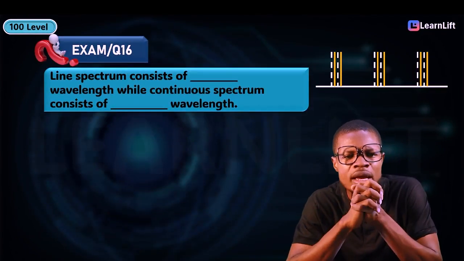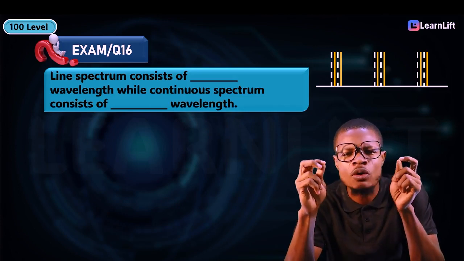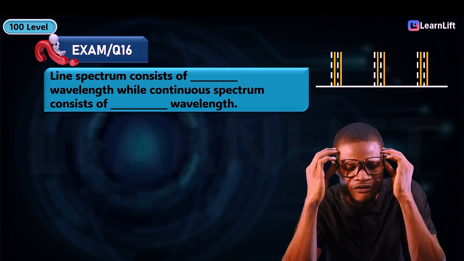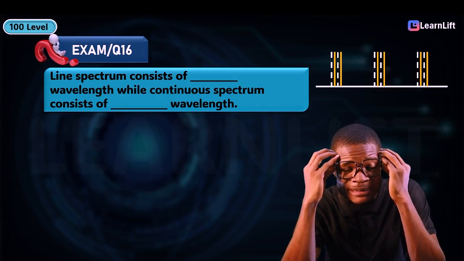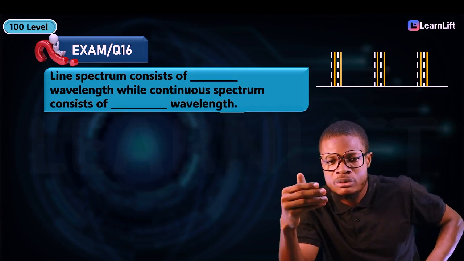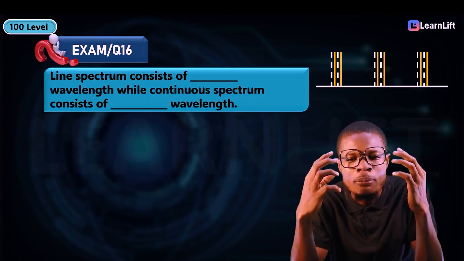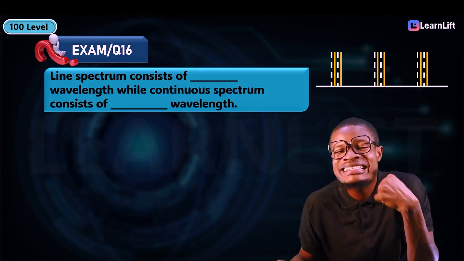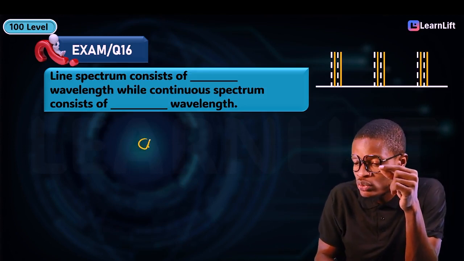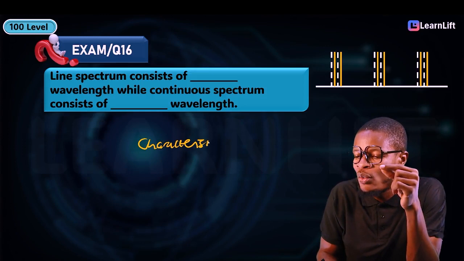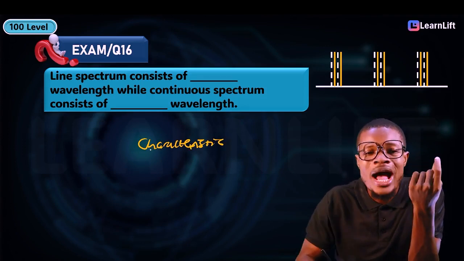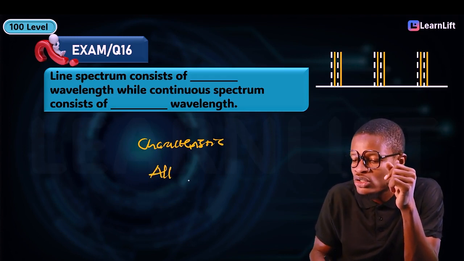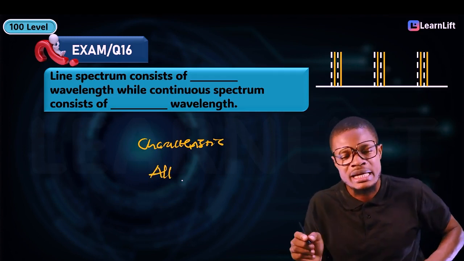In question 16, line spectrum consists of dash wavelength, while continuous spectrum consists of dash wavelength. Very simple and direct. Continuous spectrum is different. Line spectrum is atomic spectrum or discontinuous spectrum, right? It consists of characteristic wavelengths. Line spectrum has characteristic wavelengths. Don't forget that. While your continuous spectrum consists of all wavelengths. Don't forget, that's the answer to the two.